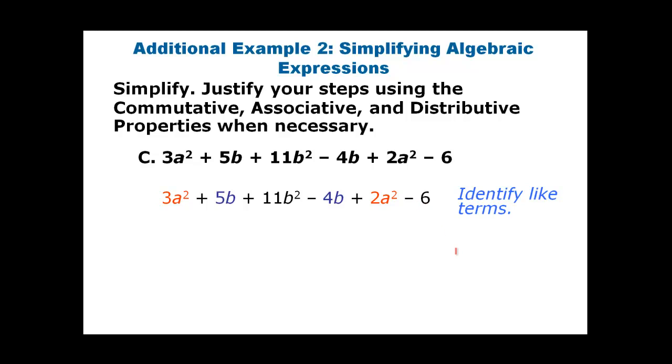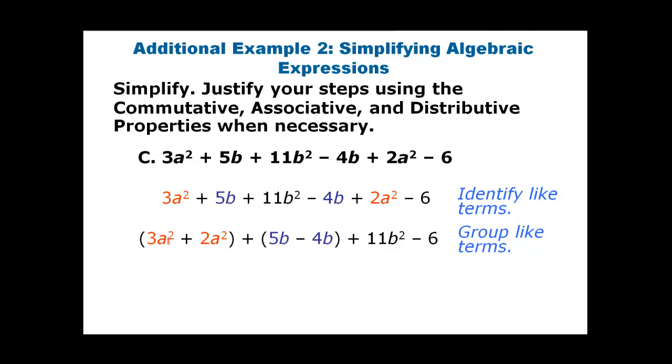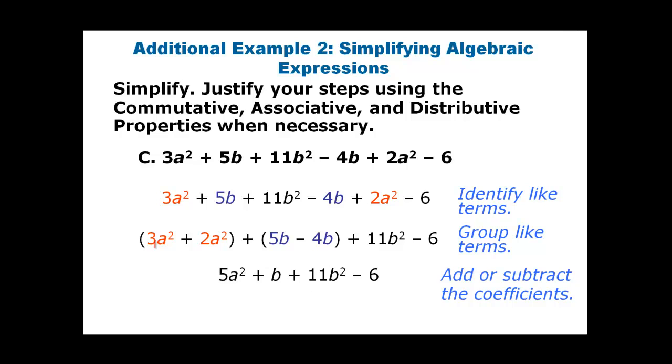Let's add or subtract the like terms. We have 3a squared and 2a squared. We will group them: 3a squared and 2a squared, plus 5b minus 4b, and 11b squared minus 6. Let's add this part and subtract this part, so we will have the final answer. 3 plus 2 is 5a squared, and 5 minus 4 is 1b, plus 11b squared minus 6. Don't forget that we don't write the 1, okay?